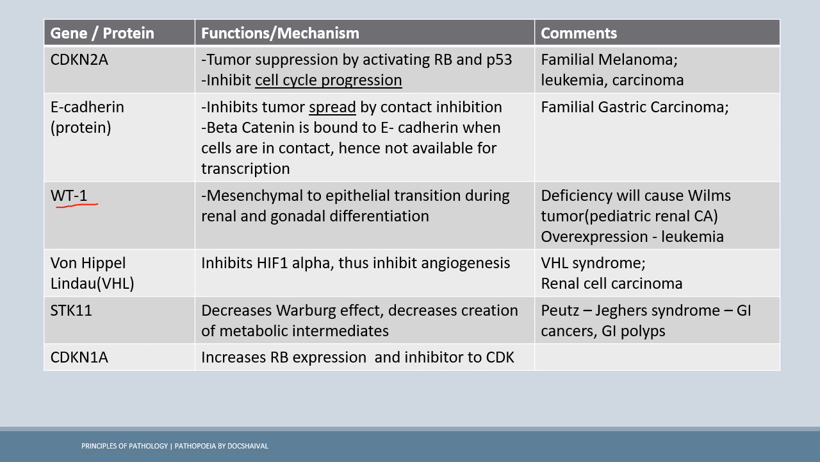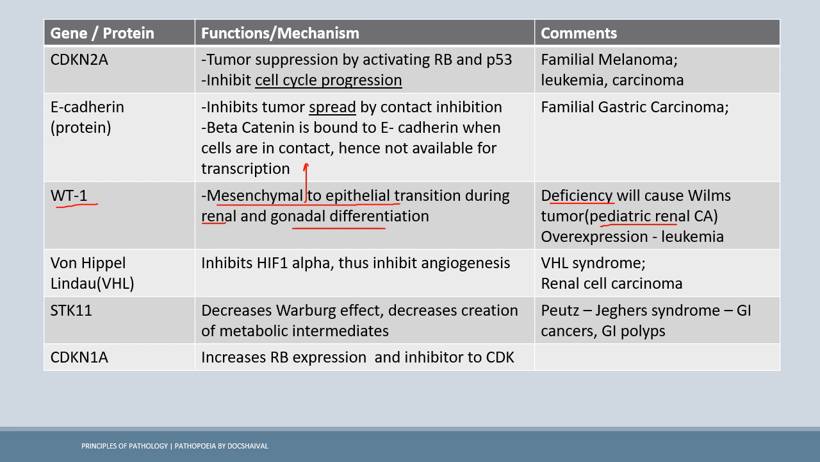Okay, the normal role is the mesenchymal to epithelial transition, and that occurs in the renal and the gonadal tissues, and that helps in the differentiation. Okay, but now what happens when the Wilms tumor activity decreases or there is some deficiency? That would cause a decreased mesenchymal to epithelial transition, and that in turn would cause more mesenchymal tissue, and that would predispose to the pediatric renal carcinoma.